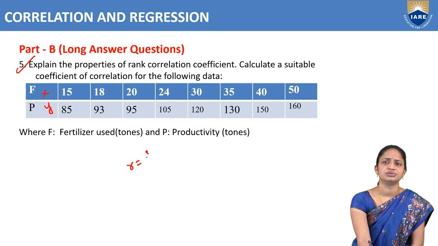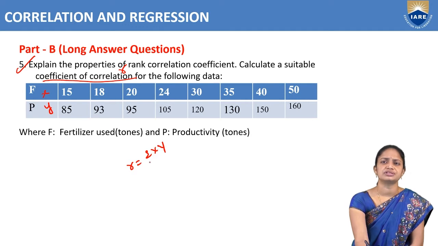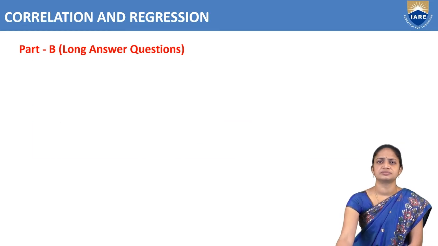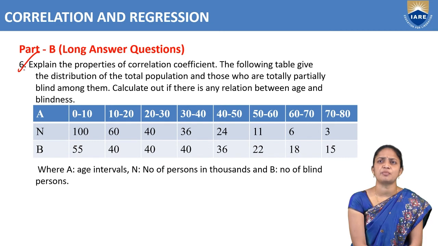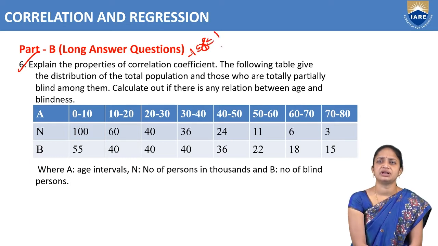Here we have to use summation xy by, because the correlation coefficient is denoted with r, where small r equal to summation xy by under root of summation x square into summation y square. That is the formula. So now coming to the sixth question, explain the properties of correlation coefficient. Always the correlation coefficient is denoted with small r, that lies between -1 and 1.